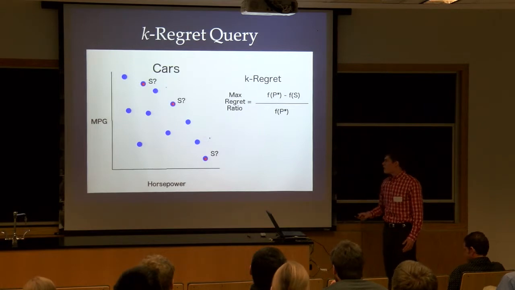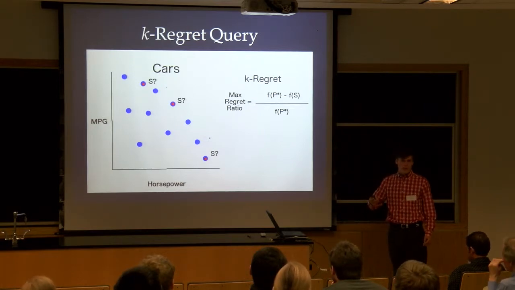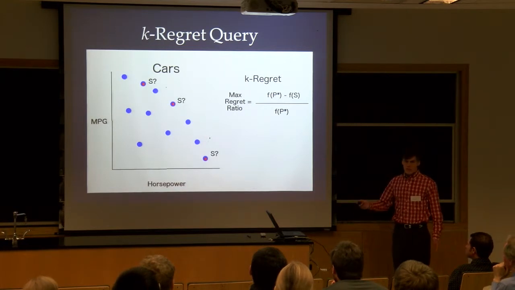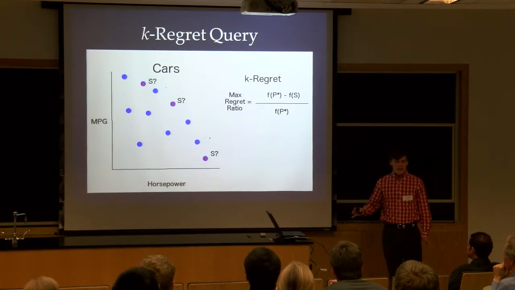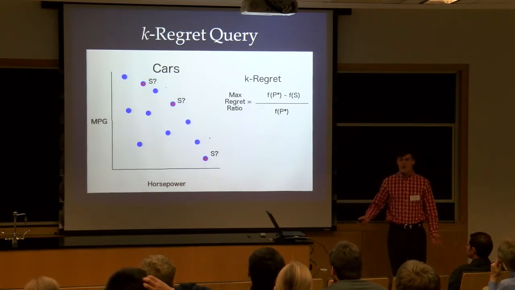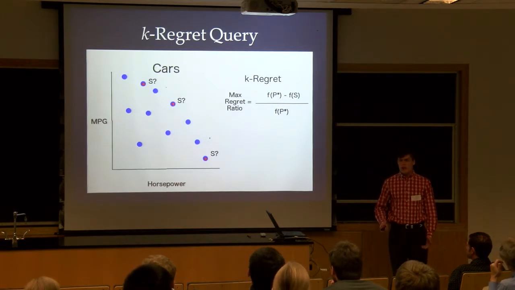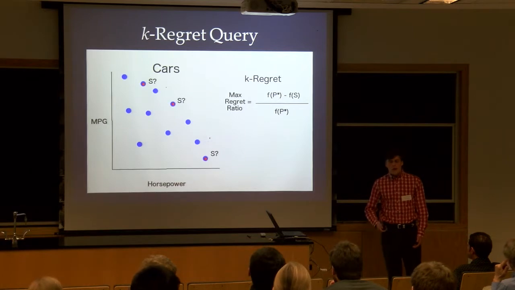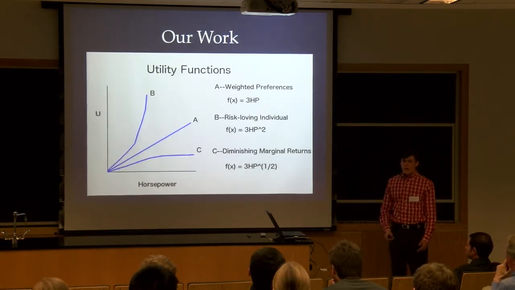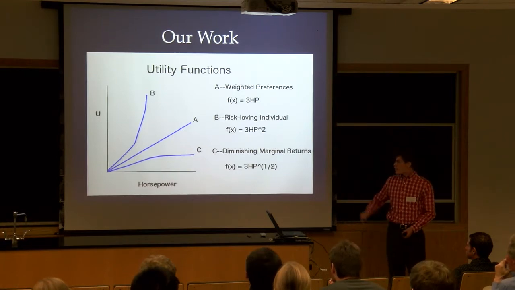From any point in the database, the user's ideal point, and the points that we return to them, how close do we get to their favorite point for any given user. So this is the basic idea of the K-regret query. But so far, I've only shown you guys linear utility functions. And the difficulty is this doesn't always model users' preferences. So our work that we did this summer was focused on expanding this model to nonlinear utility functions.